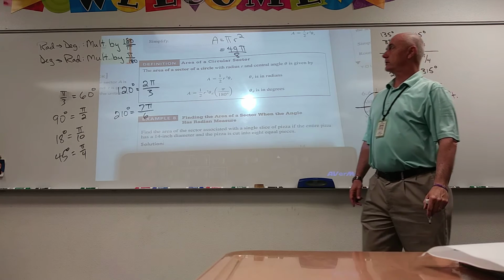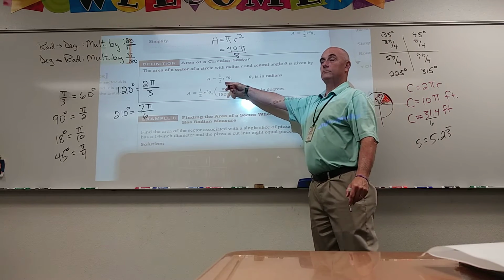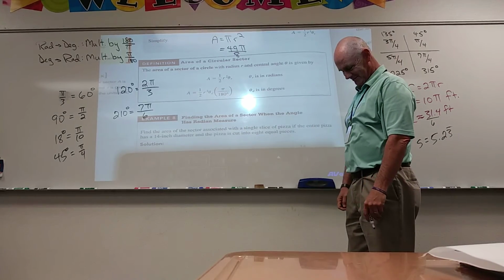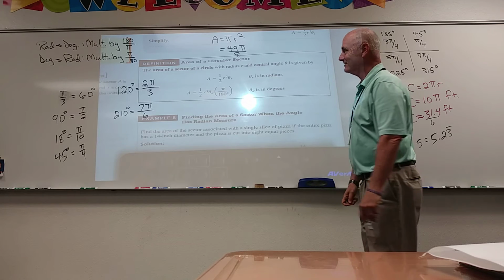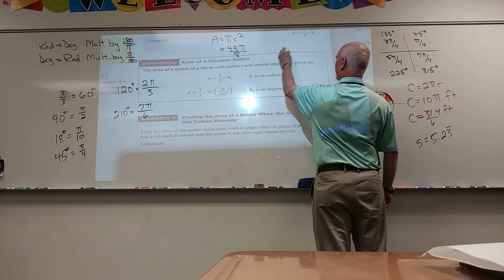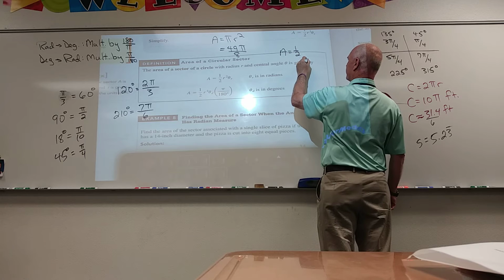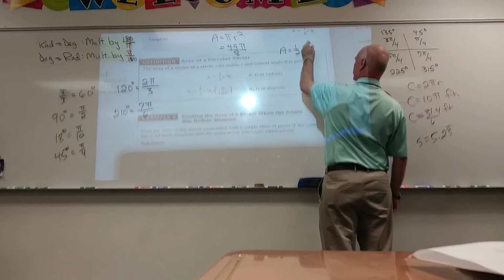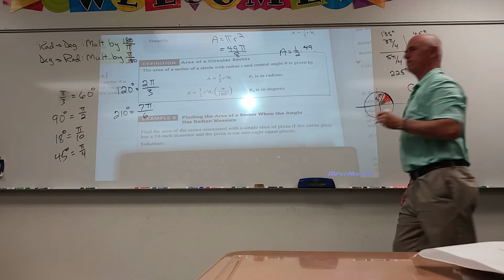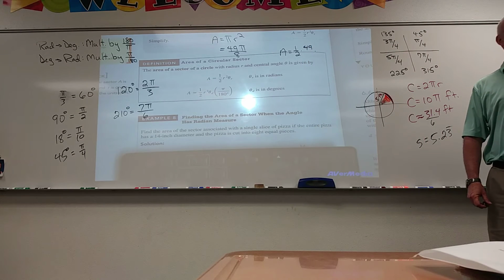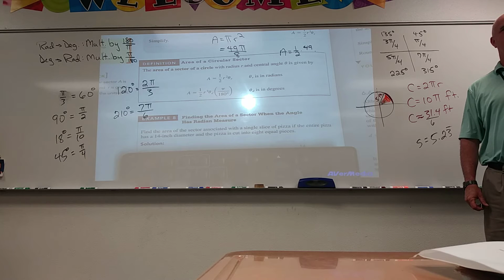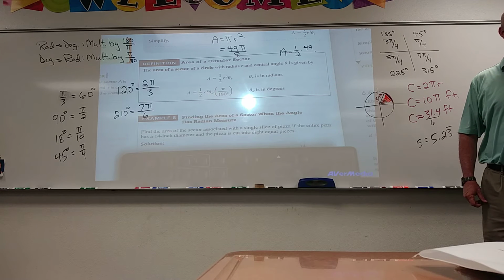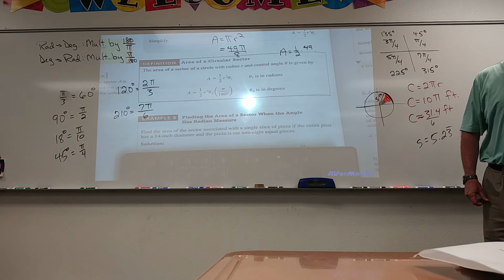Let's use the formula. Area equals 1/2 times r squared. R is 7, so 49, times theta. What's theta in this case? 45?